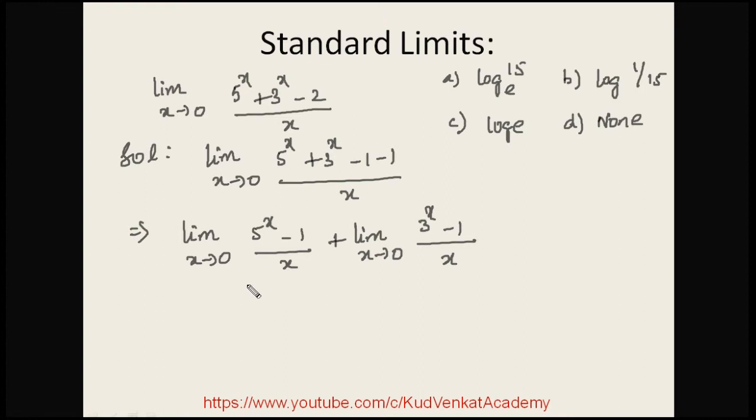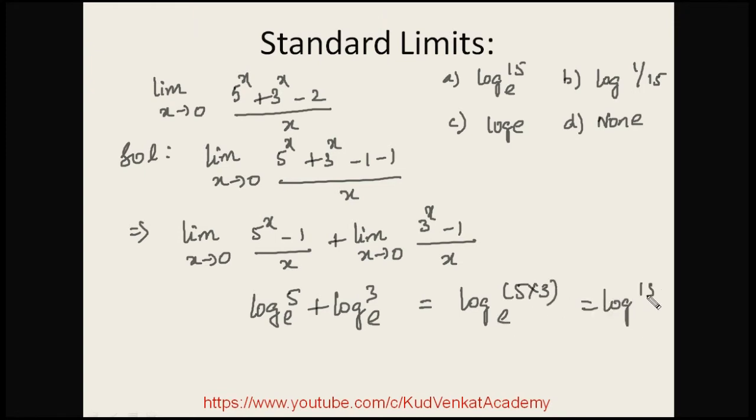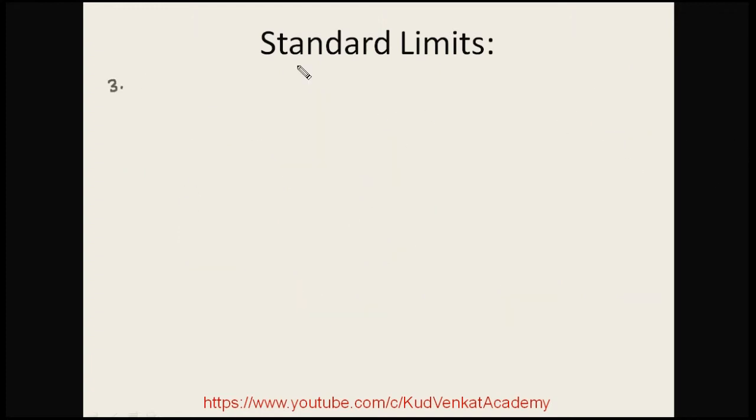If you look at here, these are in the standard formats, so we can write it as logarithm of 5 to base e plus logarithm of 3 to base e. As discussed in logarithms, whenever it is in the form of addition with the same base, we can multiply the numbers, right? So it will be logarithm of 5 into 3 to the base e, which is logarithm of 15 to base e. So the answer is A. So if you remember this standard format, then you can get the answer in less than 1 minute, right?